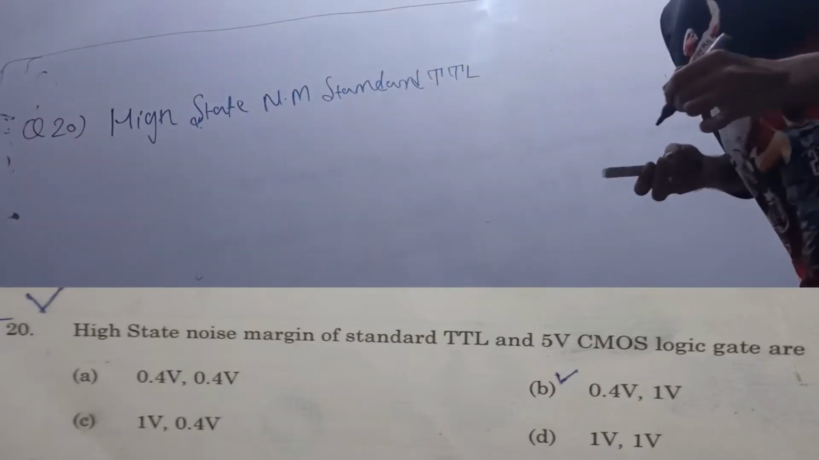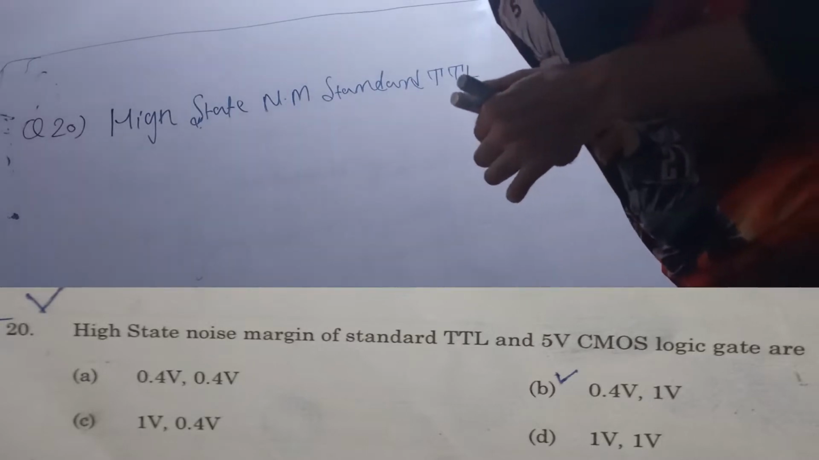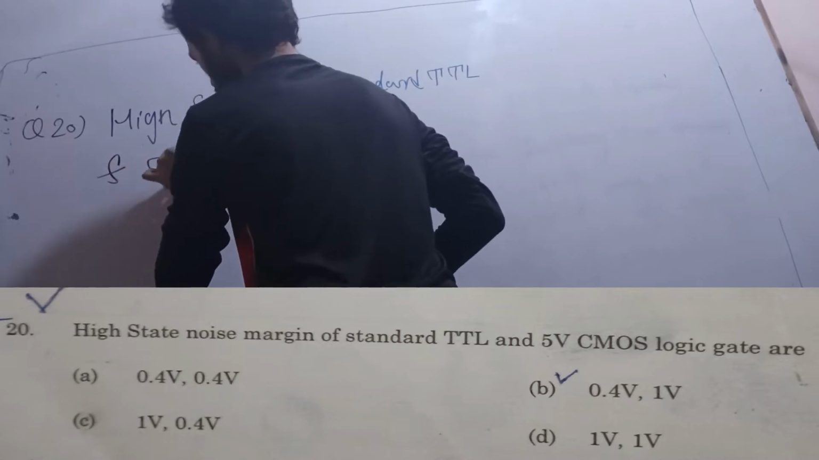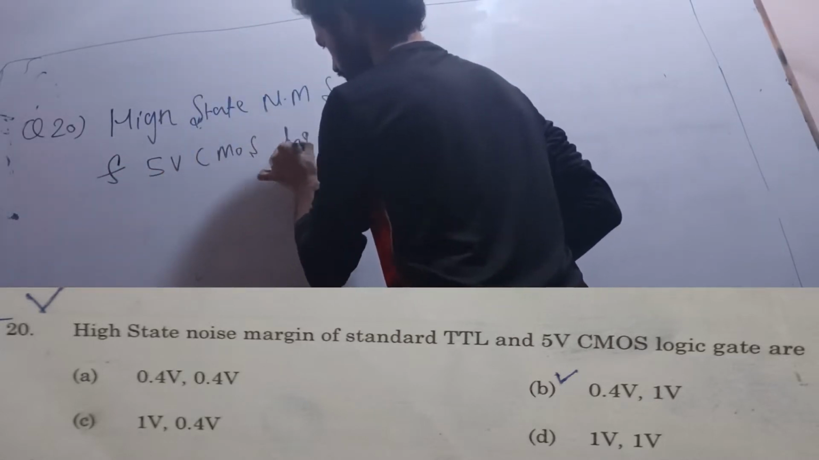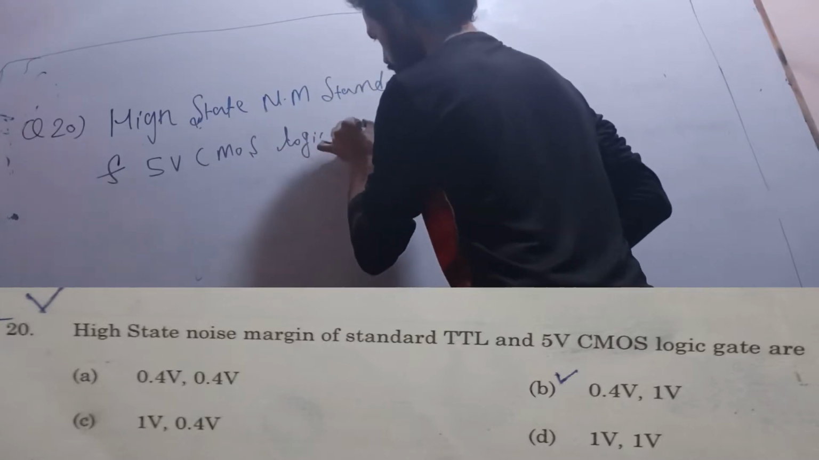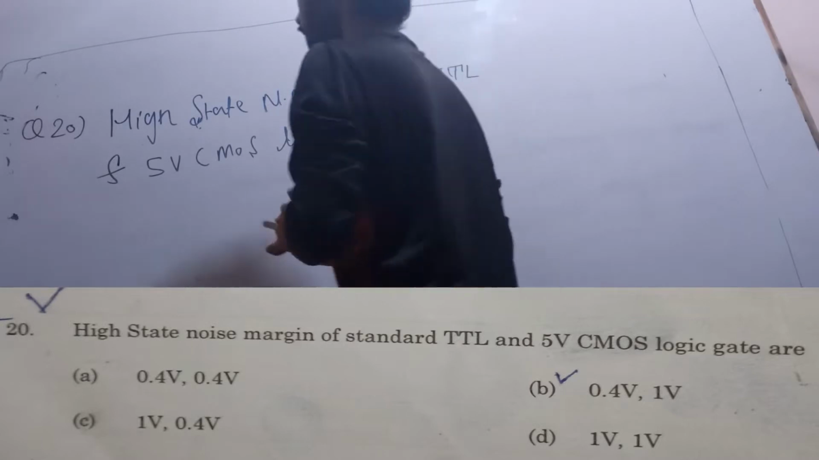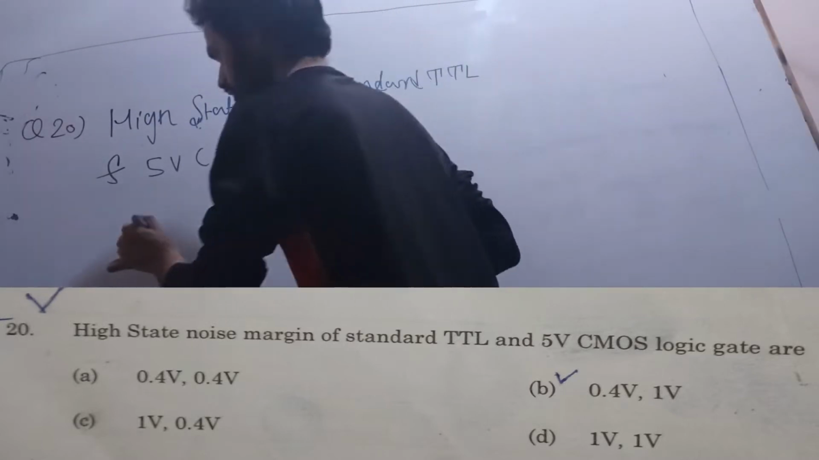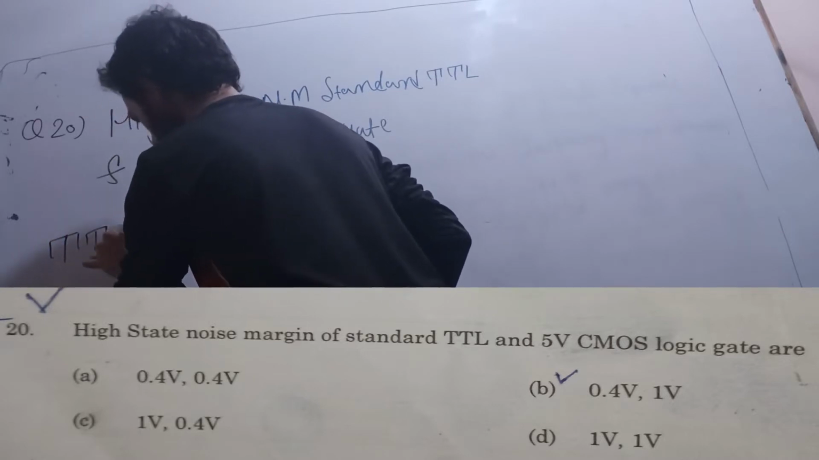The question asks for the high state noise margin of standard TTL and a 5 volt CMOS logic gate. Let us see here the high state noise margin for standard TTL. Okay, so this is my TTL, transistor logic.